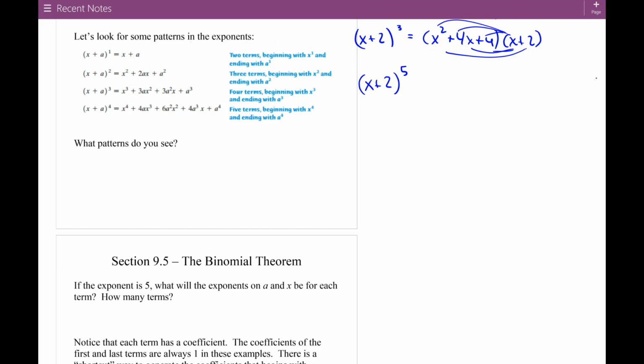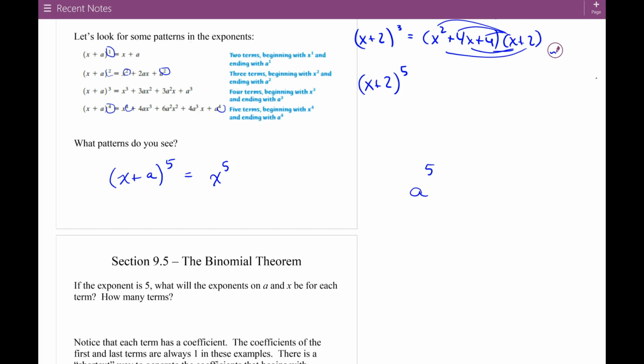And what I notice is whatever the exponent on the binomial is, that is the same exponent on the first term and the last term. So when the exponent is 4 on the binomial, that's the exponent on the first term and the last term. And then let's notice some other patterns. So if I have x plus a, let's do to the 5th, we know we're going to have x to the 5th at the beginning and a to the 5th at the end.